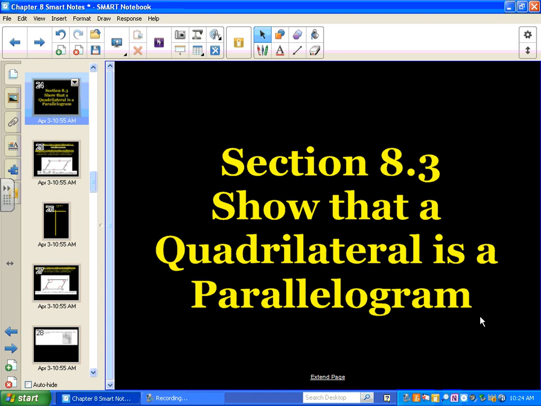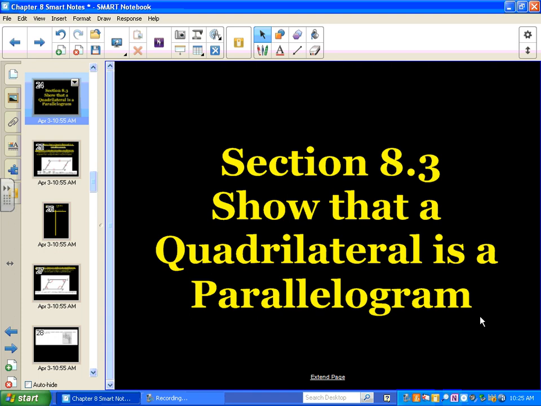Molly, the next one. Okay, what does that say? Very good. If a quadrilateral is a parallelogram, then its consecutive angles are supplementary. And Amber, one more. Okay, and what does that say? Very good. If a quadrilateral is a parallelogram, then its diagonals bisect each other.